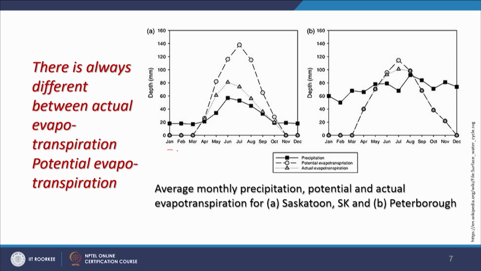So, here the curves are shown with months on the x axis in both the figures, and depth on the y axis, basically precipitation. So, the average monthly precipitation and then potential and actual evaporation for some places are shown, but these are unfortunately not from India. Anyway, these experiments have been done, and we need to go through them to understand this phenomenon of evapotranspiration losses. The solid squares show the precipitation, the empty circles show potential evaporation, and the third one is actual.